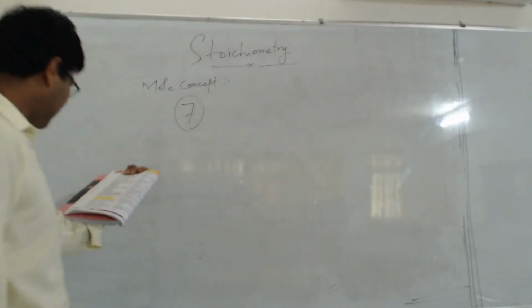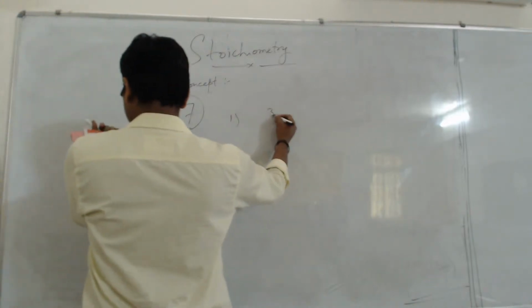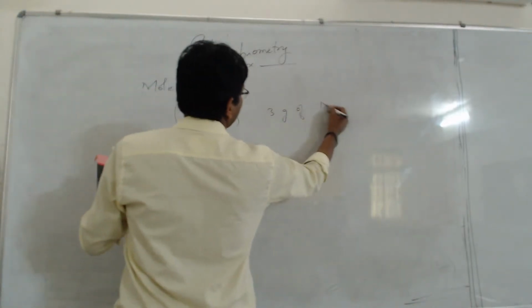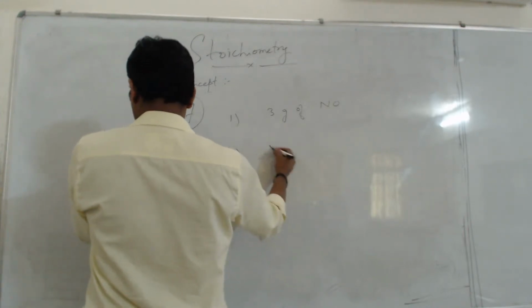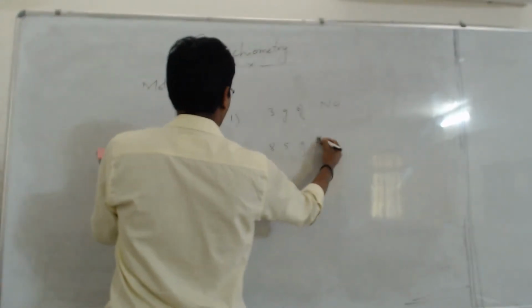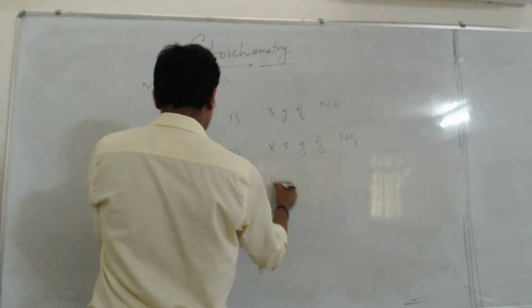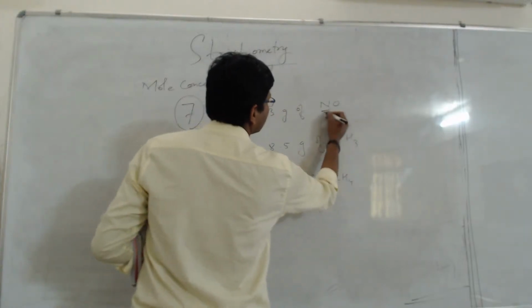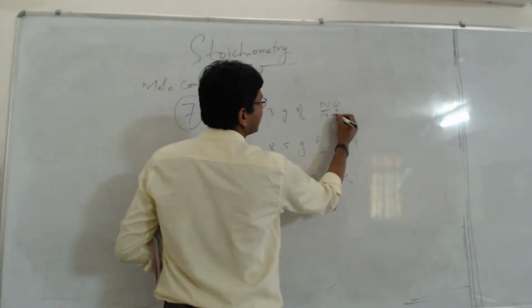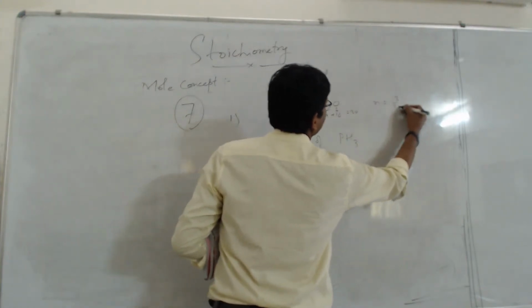Question number 7 says, increasing order of number of moles of these species. First, they have given 3 gram of nitric oxide. Second, they have given 8.5 gram of phosphine, PH3. Third, they have given 8 gram of methane, CH4. For nitric oxide, this is 14 and this is 16, so it is 30. So number of moles is 3 by 30, that is 0.1.